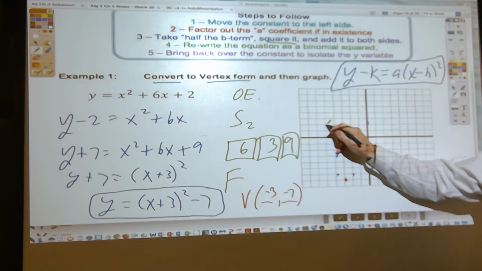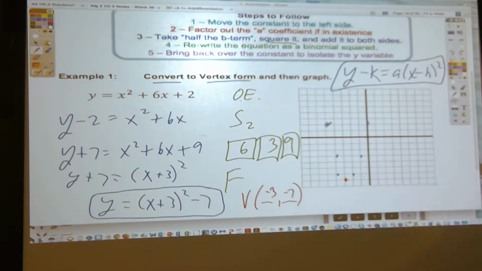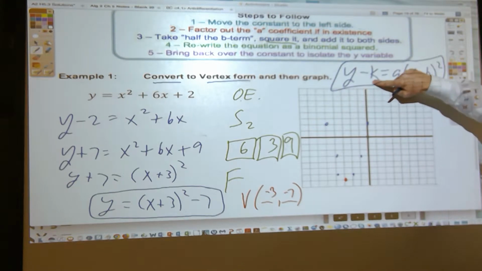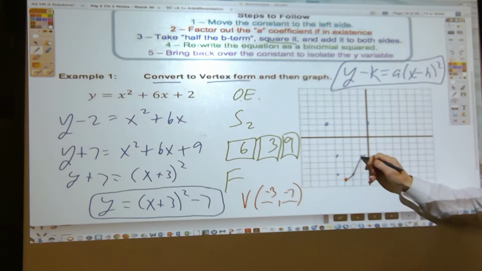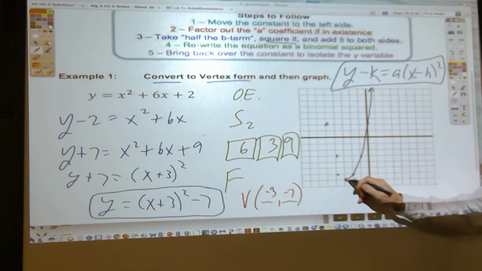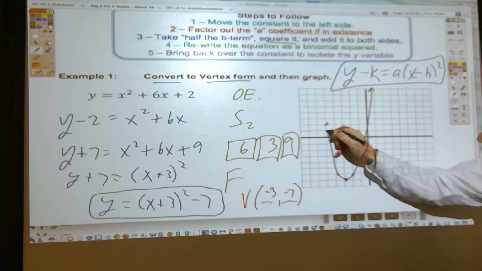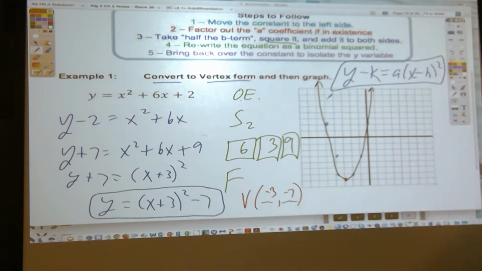So over 3. Can we do over 4 up 16? Let's find out. 10, 11, 12, 13, 14, 15. Can't make it up to over 4 up 16, but we got the rest. Any questions on how to do example 1? These do get a little bit harder.